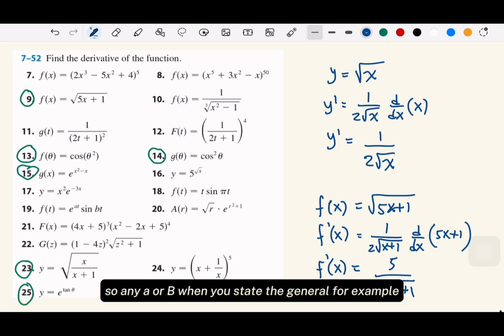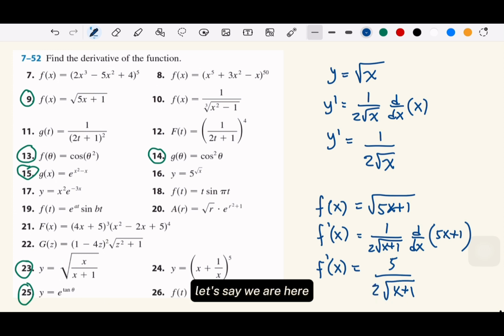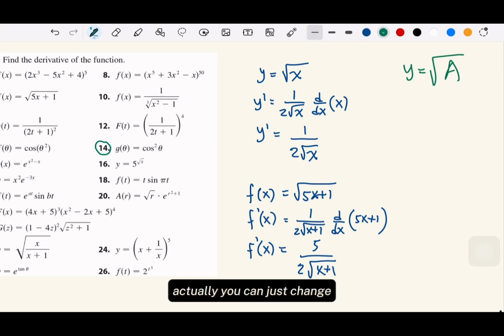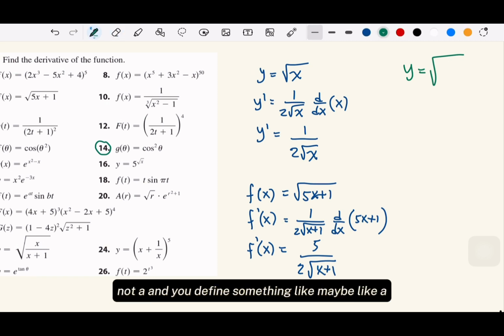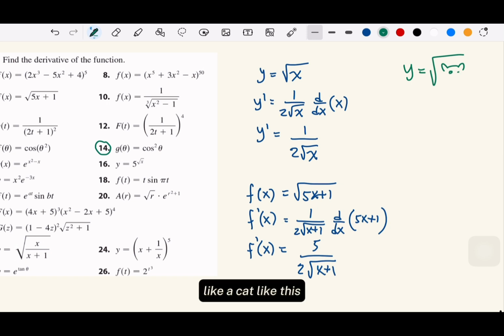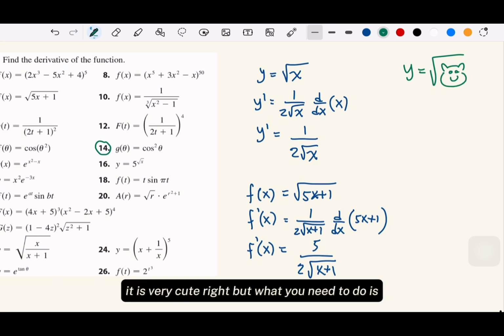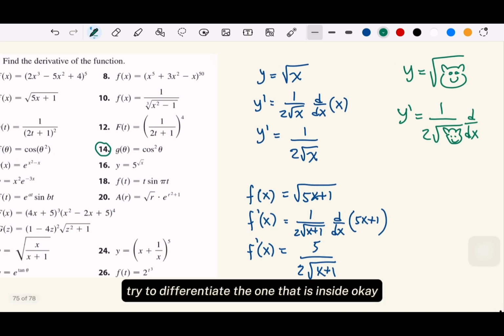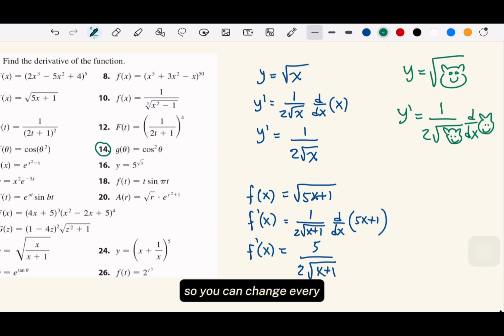So when you take the chain rule, for example, if I take this as A, A is just like a function. Let's say we have Y, and just take A like that. Any symbols. Actually, you can even define something like a cat, it's very cute, right? But what you need to do every time you take the derivative is take the outside one and write it again itself, and then differentiate the one that is inside. So you can change to any symbols you want.